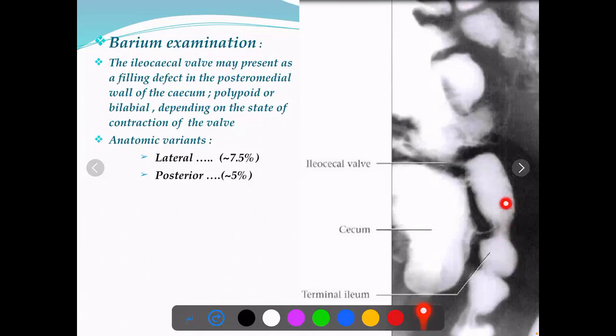This is a barium examination showing the terminal ileum and the cecum. This is the ileocecal valve, represented as a filling defect in the posterior medial wall of the cecum. This is a double contrast enema demonstrating a smooth elliptical lesion in the right side of the colon.